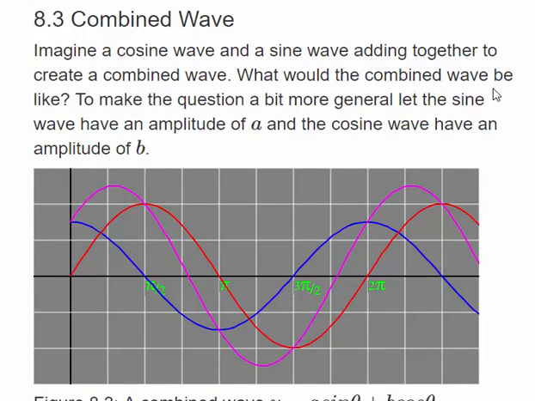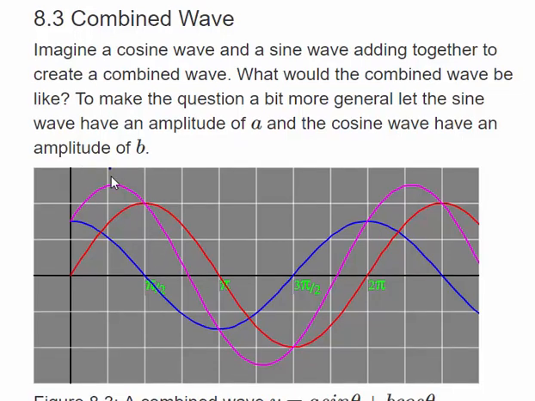A combined wave is a combination of two or more sines and cosines. In this image we have a sine wave which is red, we have the cosine wave which is blue, and then we've got the combined wave which is purple. So when the sine is 0, the combined wave is the same as the cosine. When the cosine is 0, the combined wave is the same as the sine.